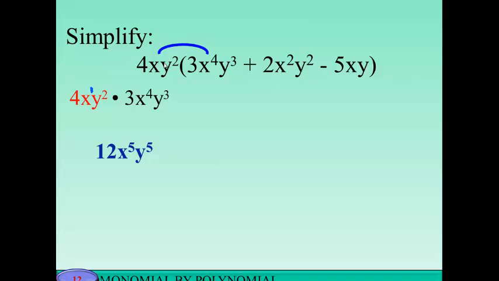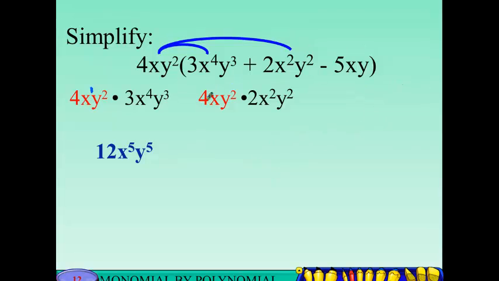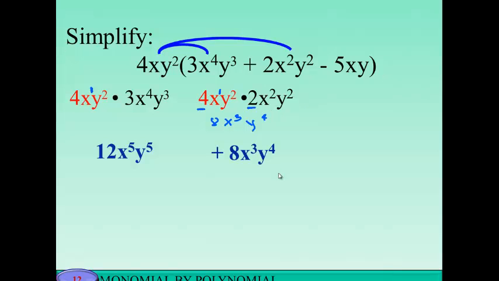Okay, next 4xy squared times 2x squared y squared. So we have to again multiply first our coefficients. 4 times 2, that will give us 8. X raised to 1 times x squared will give us x cubed. Y squared times y squared will give us y raised to 4.